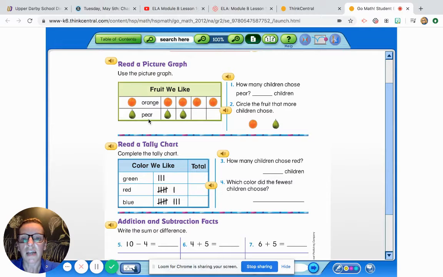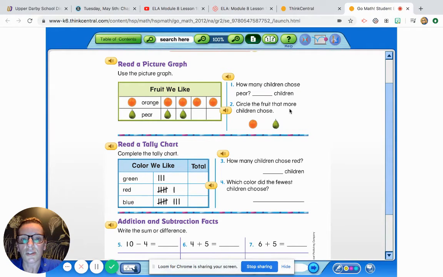Sometimes the charts are going to have a key at the bottom, and it will say the basketball or the football stands for 2 people. So you'll have to be really careful with the information. If it stands for 2 people, you'll have to count by 2s every time there's an answer for a certain object. Okay, so this one only stands for 1. So number 1 says, how many children chose pear as the fruit that they like? So we go to pear, I see 1, 2. So you would write a number 2 next to number 1.